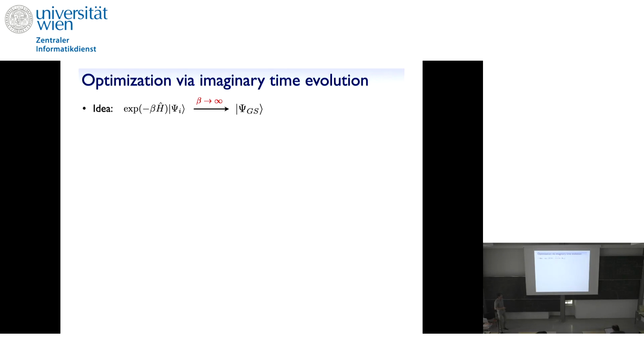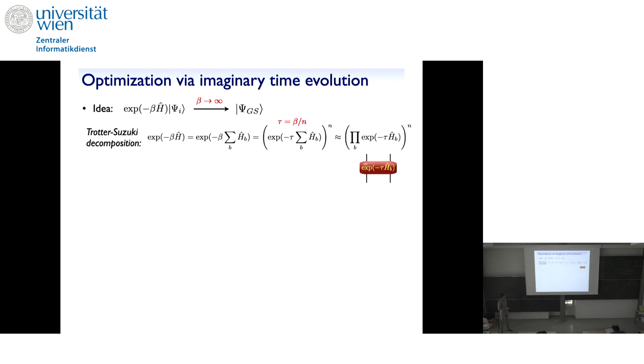Okay, so let me briefly go over the main ideas of the imaginary time evolution, which I guess most of you know, right? So the idea is to apply the exponential of minus beta h to some initial state, and this projects you onto the ground state for beta going to infinity. And then we typically use a Trotter-Suzuki decomposition, where we bring this into a product of these exponentials with a small time step tau. And for simplicity, we just consider here nearest neighbor terms.